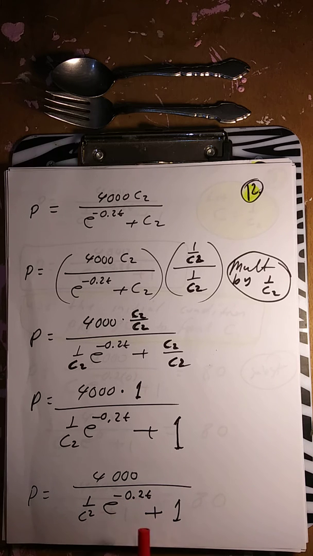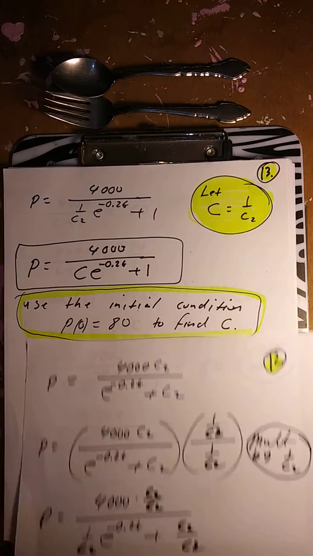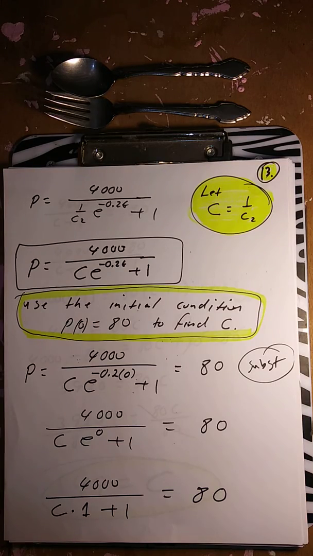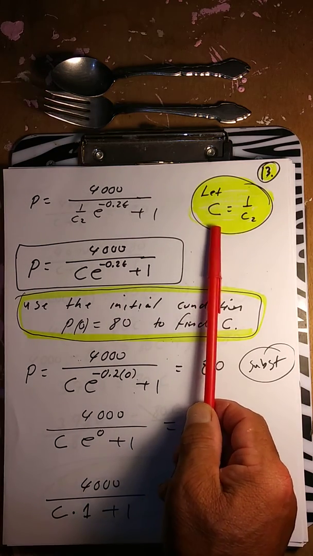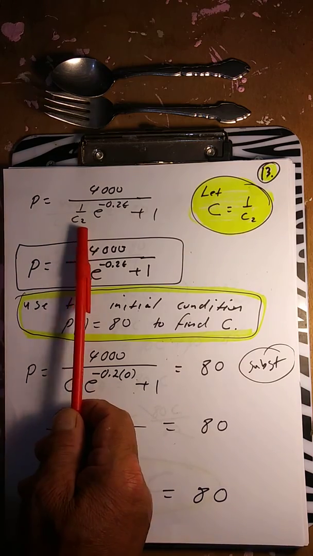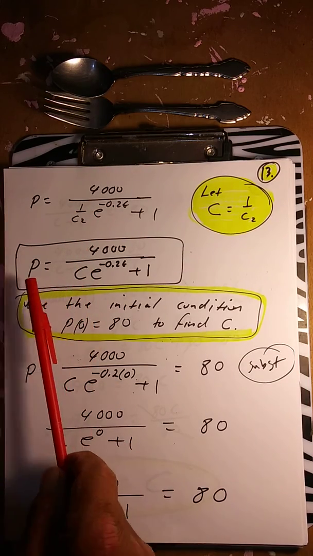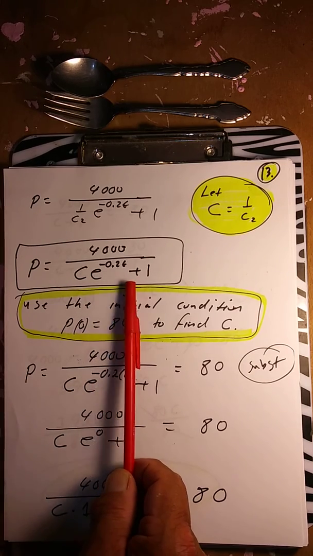Now, we're going to rewrite this one more time. Another magic step, of course. So what we're going to do is let C, big C, equal 1 over C2, another constant. So right here, for this one, I'm going to replace it with C. P equals 4,000 over C e to the negative 0.2t plus 1.